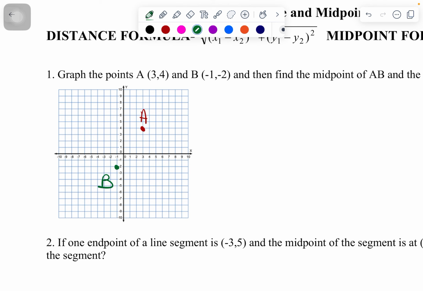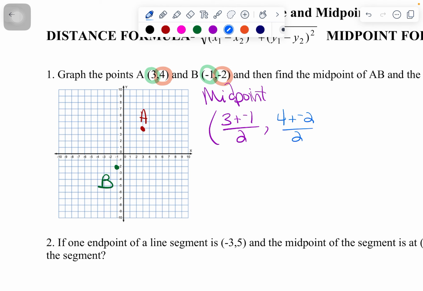Now, the first thing I want to find is the midpoint. So midpoint formula says I'm going to take the x values. So the x values are the 3 and the negative 1. I'm going to add those and divide by 2. And then separately, I'm going to take the y values, so the 4 and the negative 2. I am going to add those, so 4 plus negative 2 divided by 2. And that will create, whenever I simplify this, whatever my midpoint is.